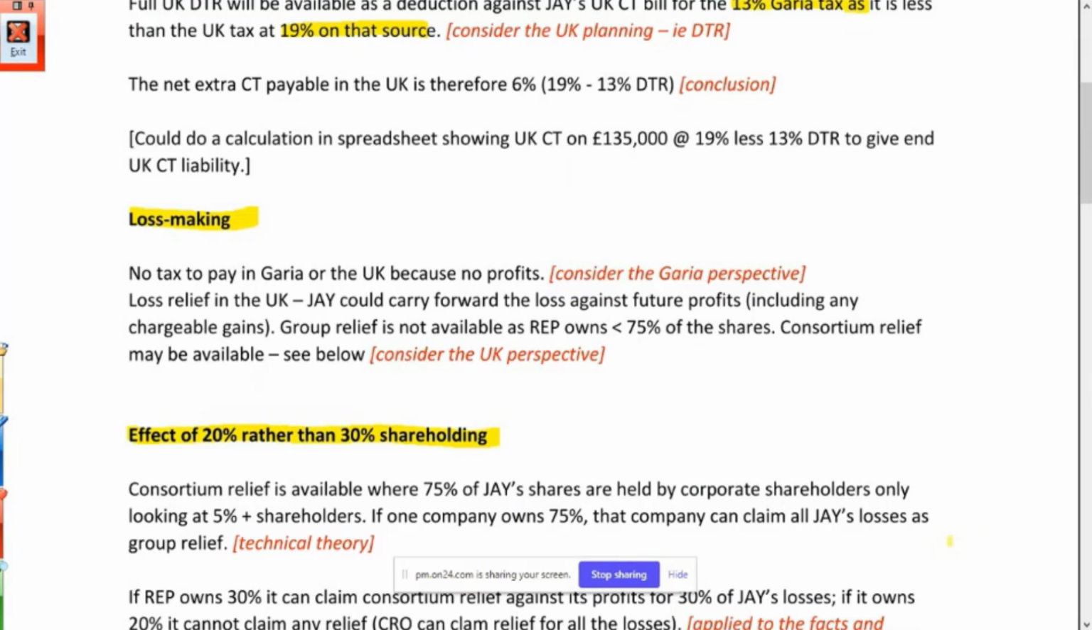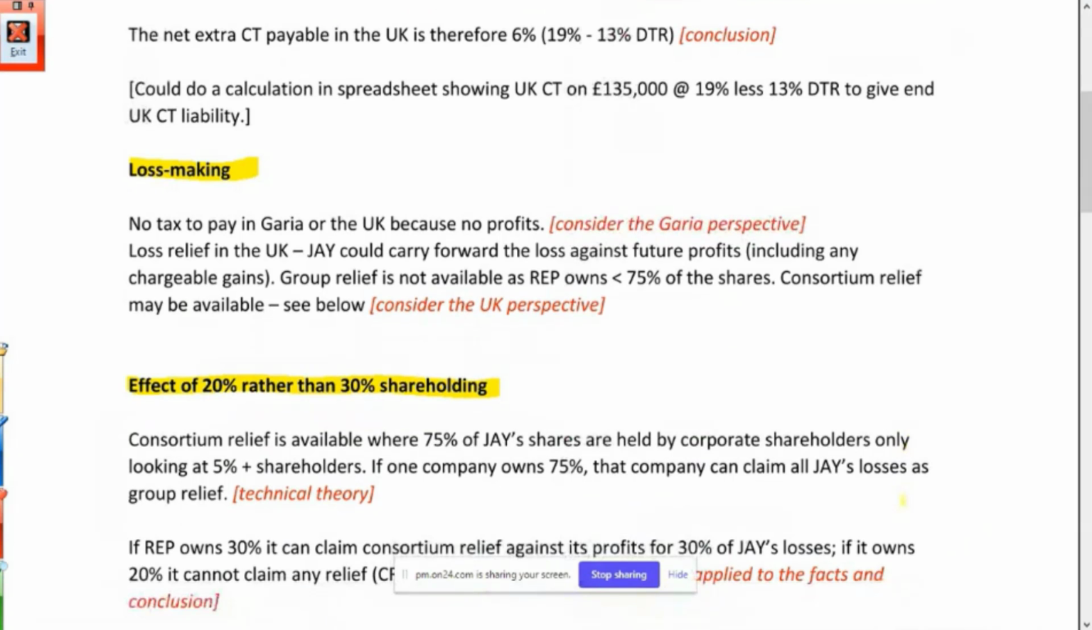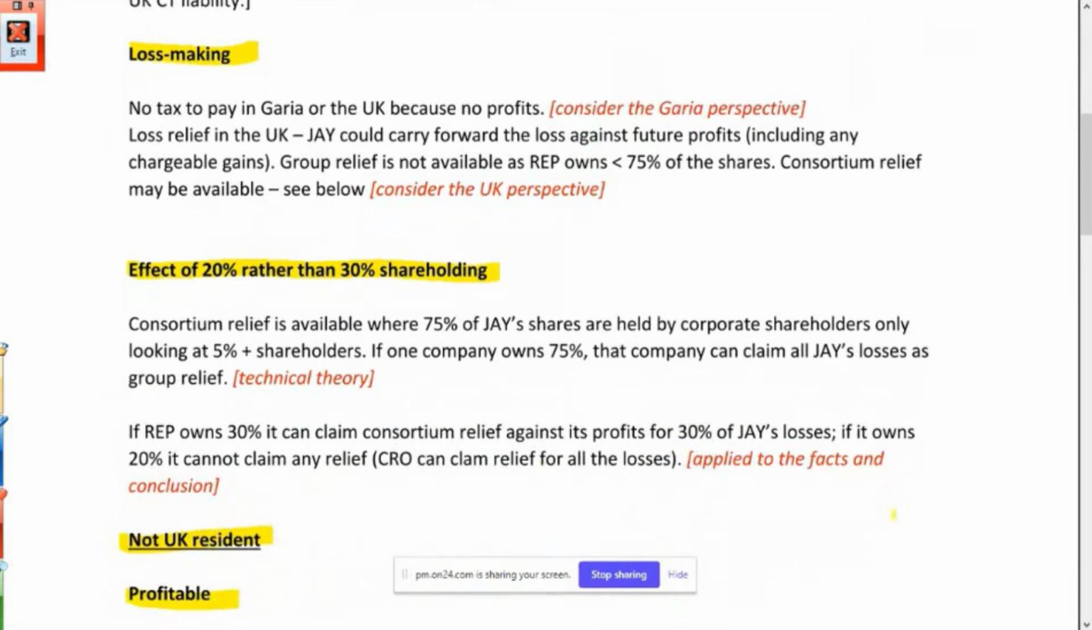Okay, well, J, if it's a UK resident company, could carry that loss forward against future profits, including any chargeable gains. Now, what about group relief? Well, I'm kind of getting ahead of myself, but there's no proposal that REP will own 75% of the shares in J, so you can say for sure group relief isn't available. But what about consortium relief? Well, that's the next point when we're looking at the UK company REP's 20% or 30% shareholding.